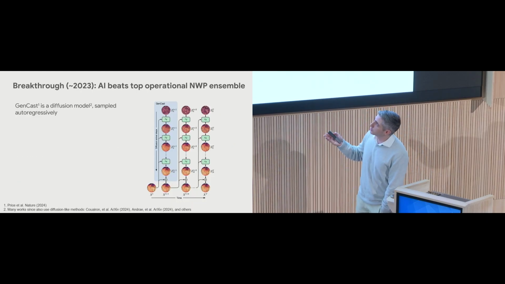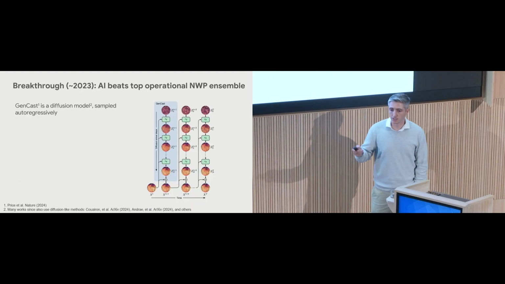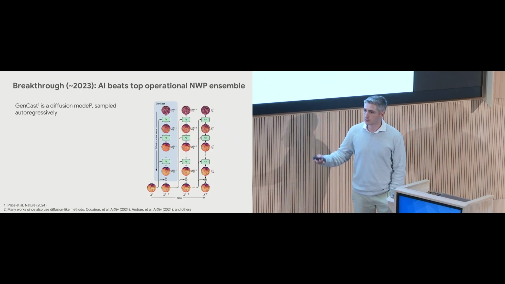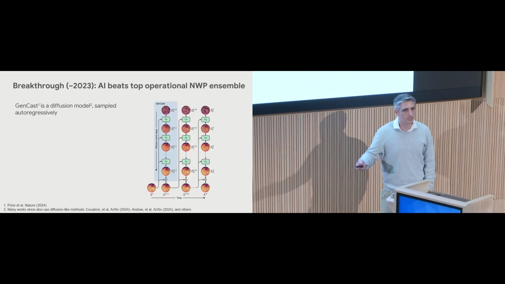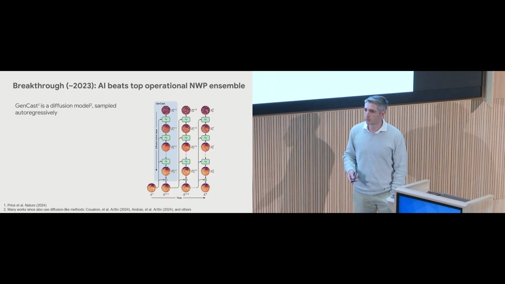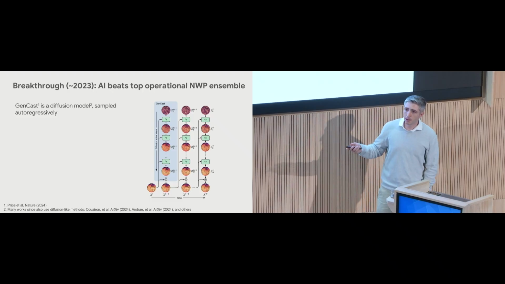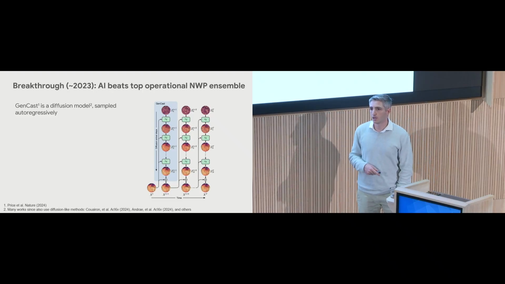So GenCast is a diffusion model. It uses diffusion to generate the sample for the next time step, and then rolls out autoregressively, conditioning on that sample to generate a full trajectory. If you want to generate an ensemble of trajectories, you repeat that process multiple times. And since this work has been published, there's been a lot of really great work on further advancing using diffusion for weather forecasting. You've heard a little bit about it. I think you're going to hear a little bit more about it in a few talks' time.